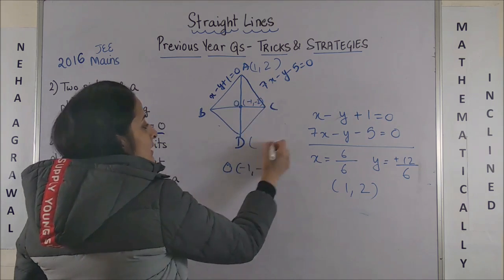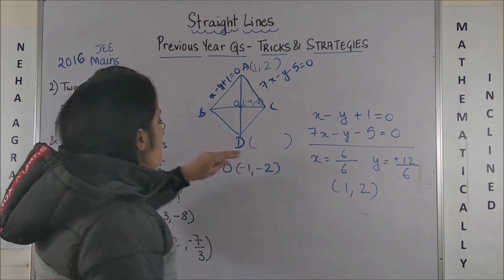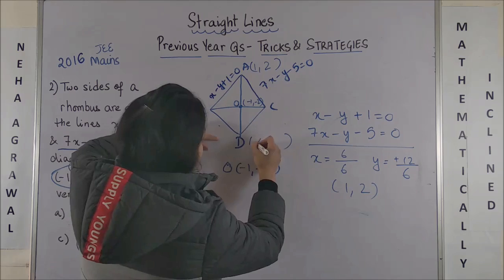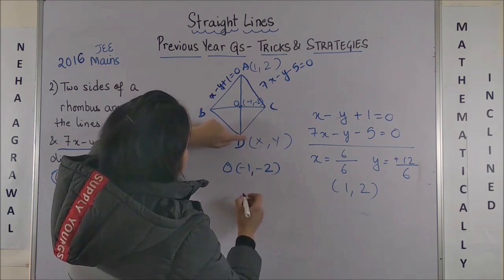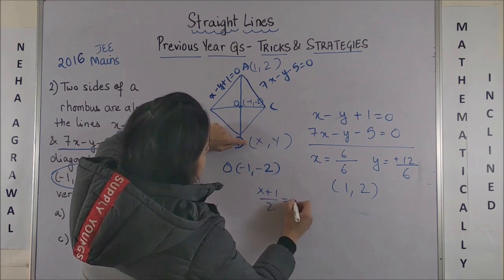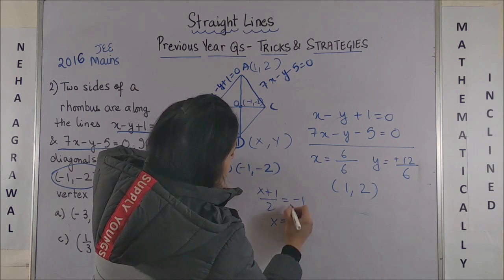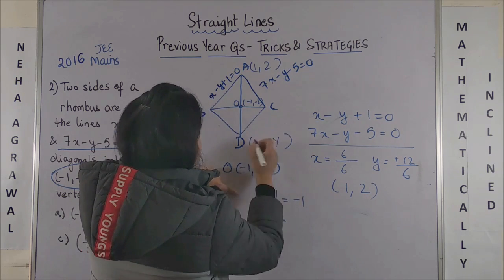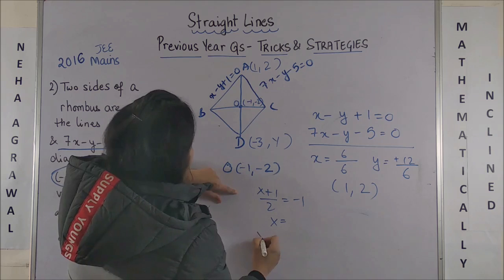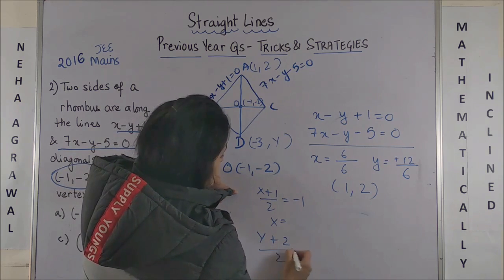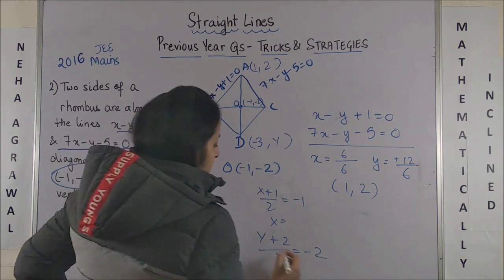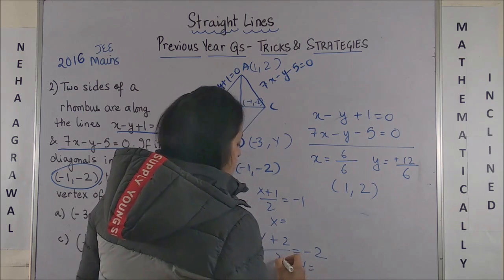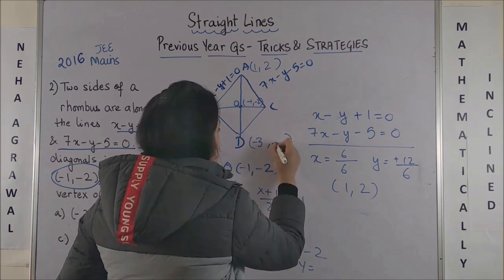So once we have got (1, 2), now you already know O is (minus 1, minus 2). So using your midpoint formula, you can get your D, if I call this some x and y. So (x plus 1) by 2 is equal to minus 1. That makes x equal to minus 3. And here we have (y plus 2) by 2 is equal to minus 2. So we get y is equal to minus 4 minus 2, which is minus 6.